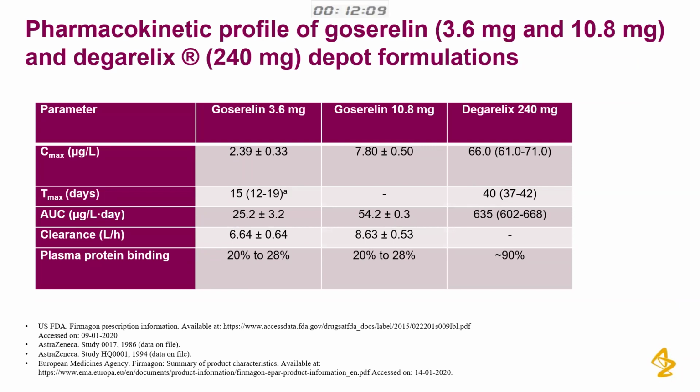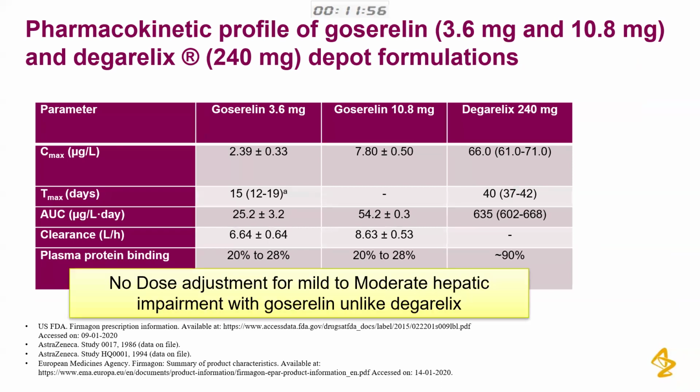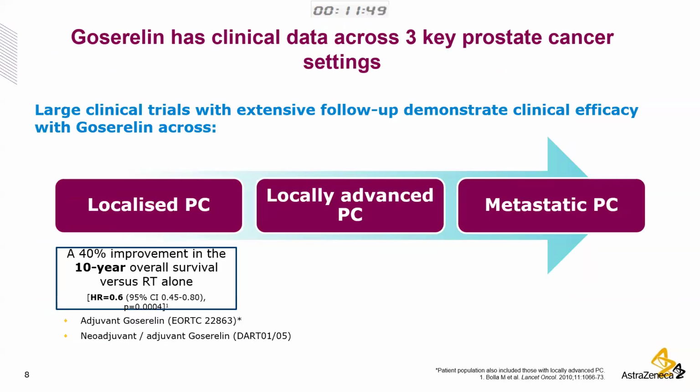The common formulations are goserelin 3.6 mg and the 10.8 mg depot formulations, which are given subcutaneously, and degarelix 240 mg, which is given monthly. No dose adjustment is needed for mild to moderate hepatic impairment with goserelin, unlike degarelix. The three important settings in which this drug can be used are localized prostate cancer, locally advanced, and metastatic prostate cancer.